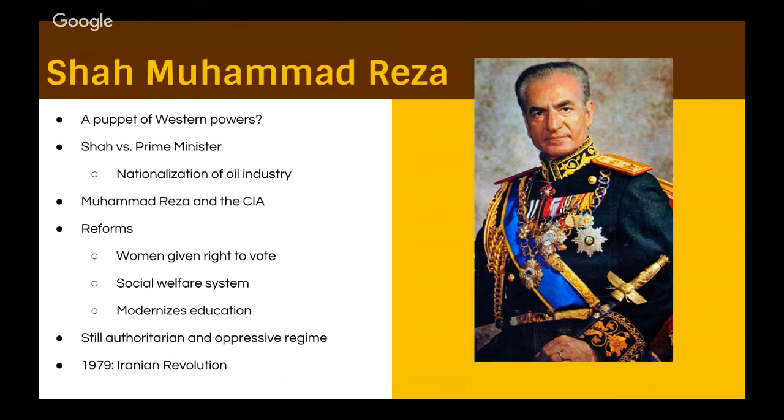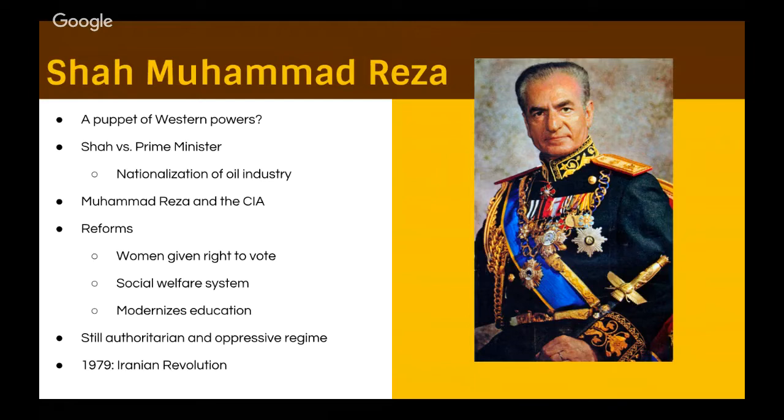When it looks like he is going to be removed from power, the CIA comes in and helps him maintain control. He does undertake a lot of reforms. Women are given the right to vote. He creates a social welfare system, modernizes education. But he does this all with a very authoritarian and oppressive regime.